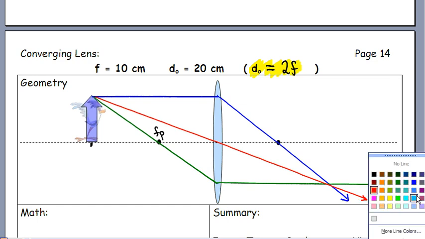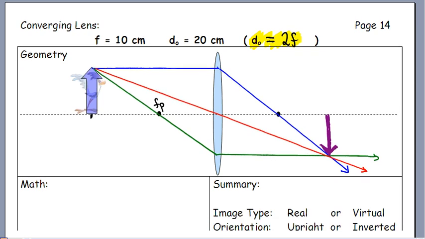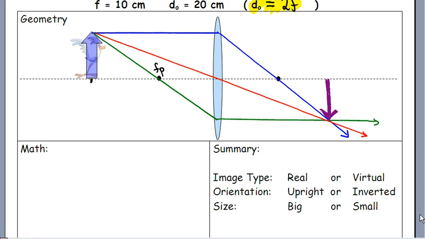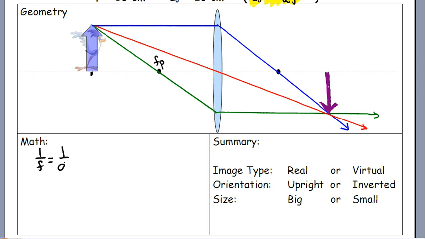Looks to me like we're going to form an image. The top of the Roadrunner will be down here. So if I drew that, it would kind of look like this. Right? There's where the arrow will look like it is. Let's get some help with the math, and then we'll make some judgments about whether this thing is real or virtual and so on. So with the math, two equations. First one is this 1 over f equals 1 over do plus 1 over di. When that's done, we'll try out magnification.